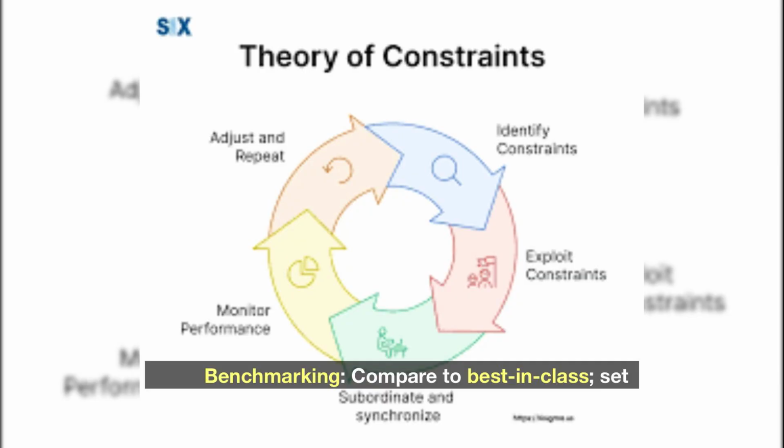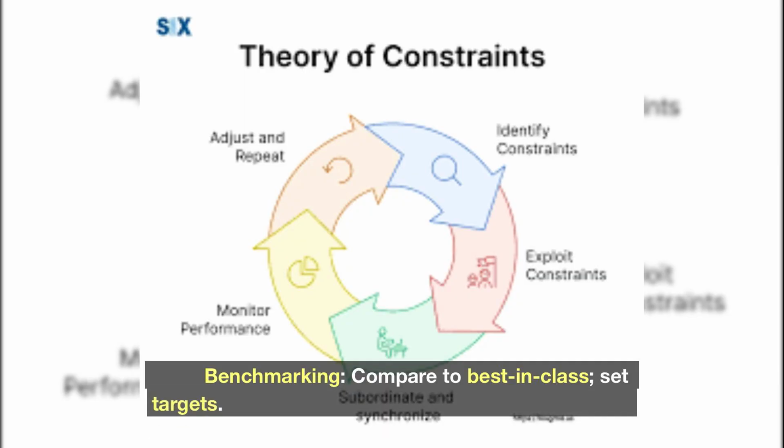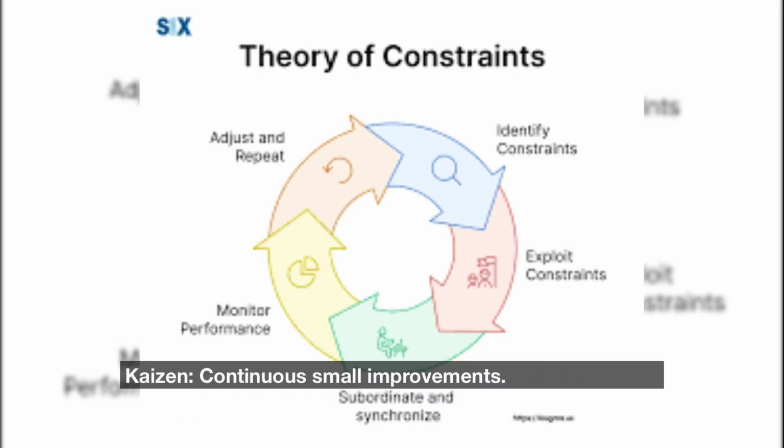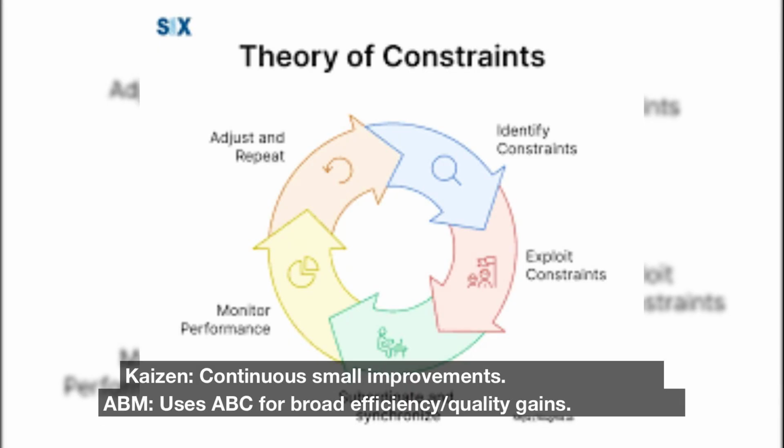And finally, you need to have some knowledge on benchmarking, on Kaizen, which is continuous improvements, Japanese for continuous improvement, and activity-based management. So this is rather a very quick overview of the section on cost management. We go into each area in much more detail.